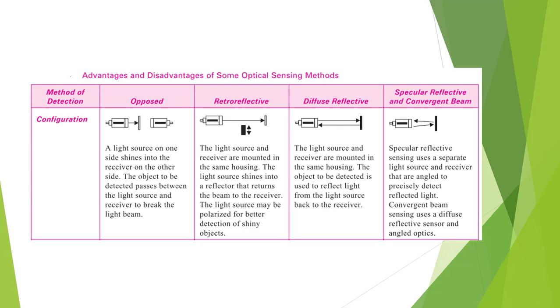Okay, each has some advantages and disadvantages. It's opposite. This one is the sloping sensor. This one is the reflective sensor, the diffuse reflective sensor. This one, the sloping sensor, is a configuration.